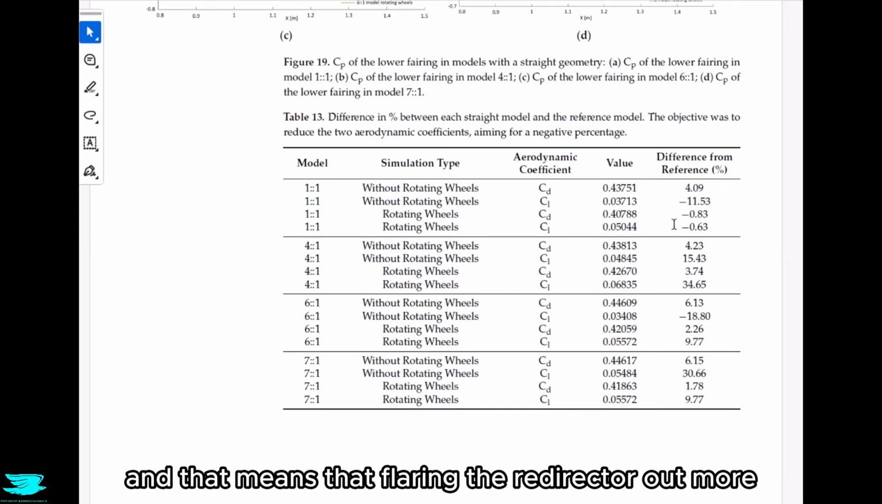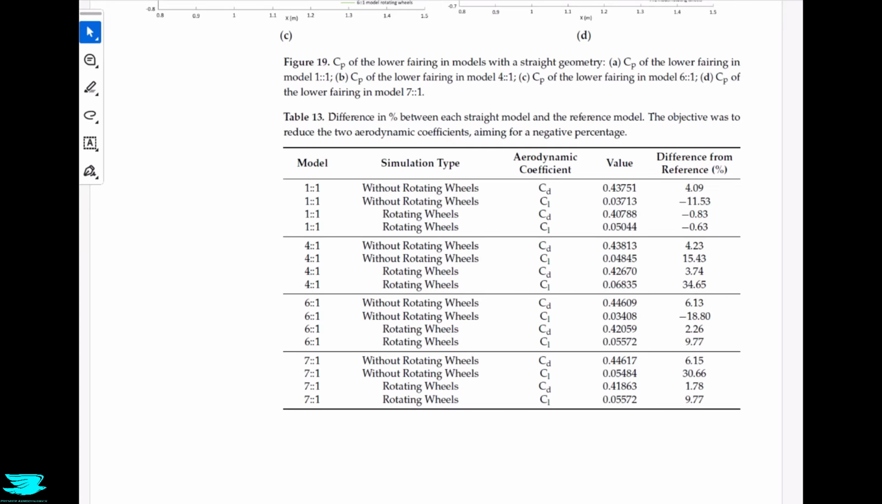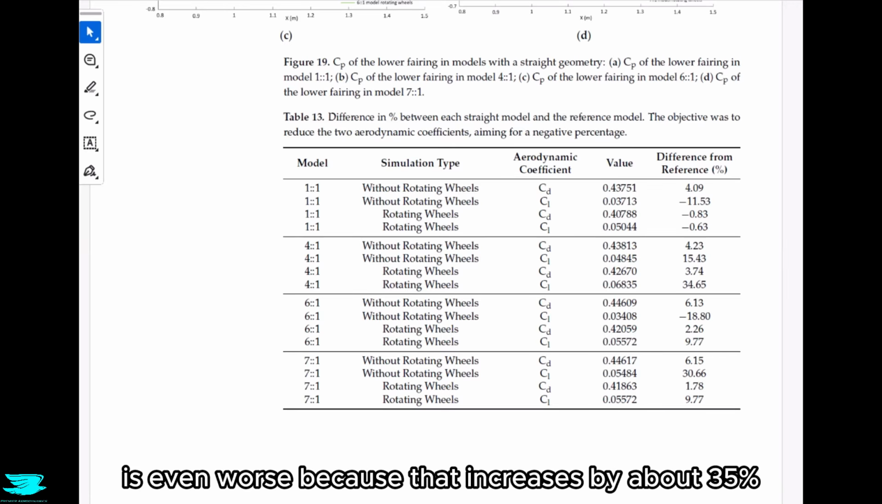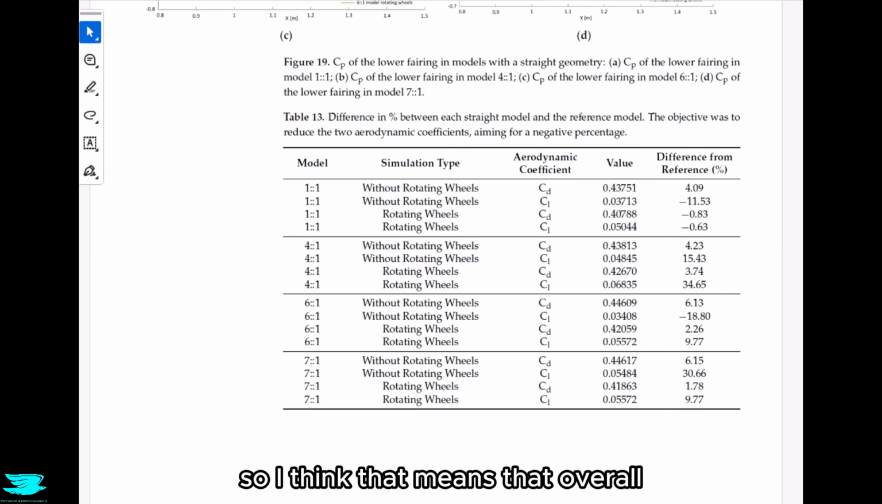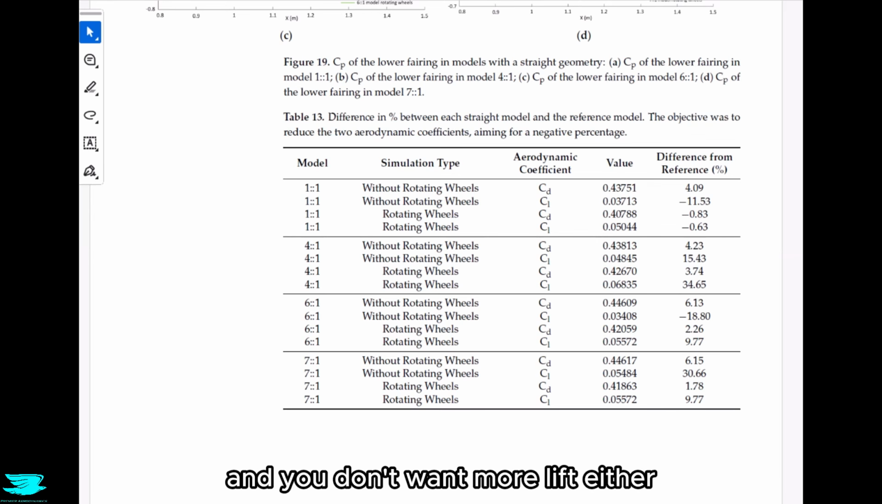And that means that flaring the redirector out more and adding a guide vane makes it more draggy. That's not great. And if we were to look at the lift coefficient, it is even worse because it increases by about 35%. So I think that means that overall it's worse because you don't want more drag and you don't want more lift either. So number 4 is definitely worse than number 1, the configuration there.